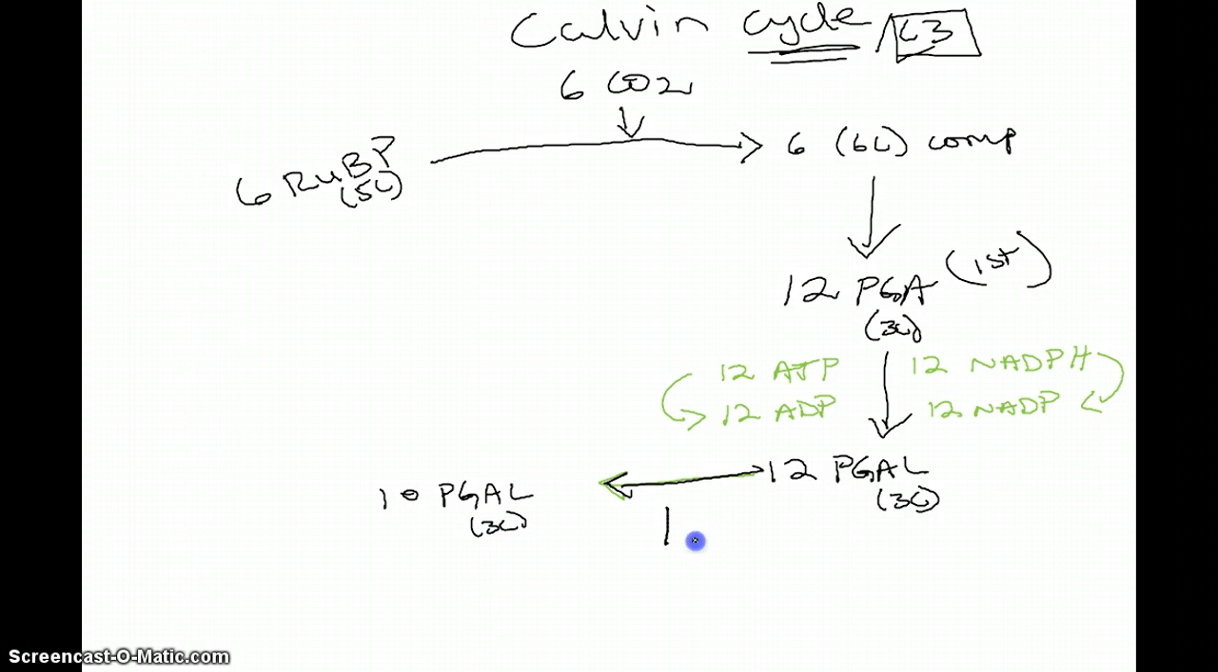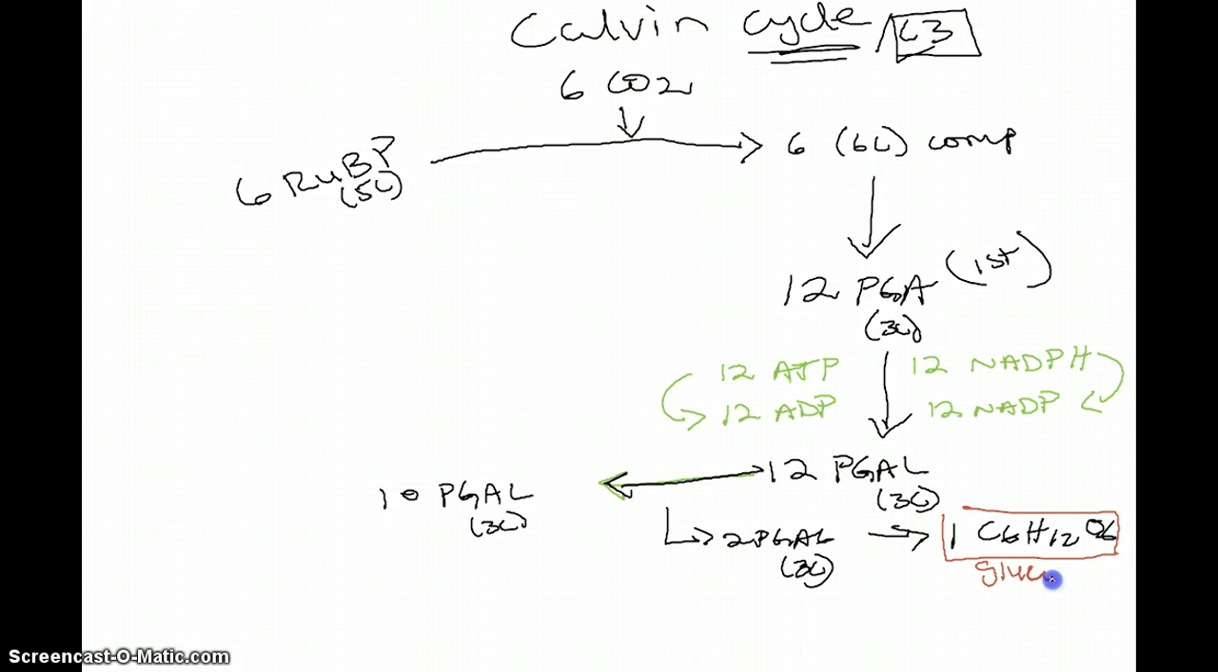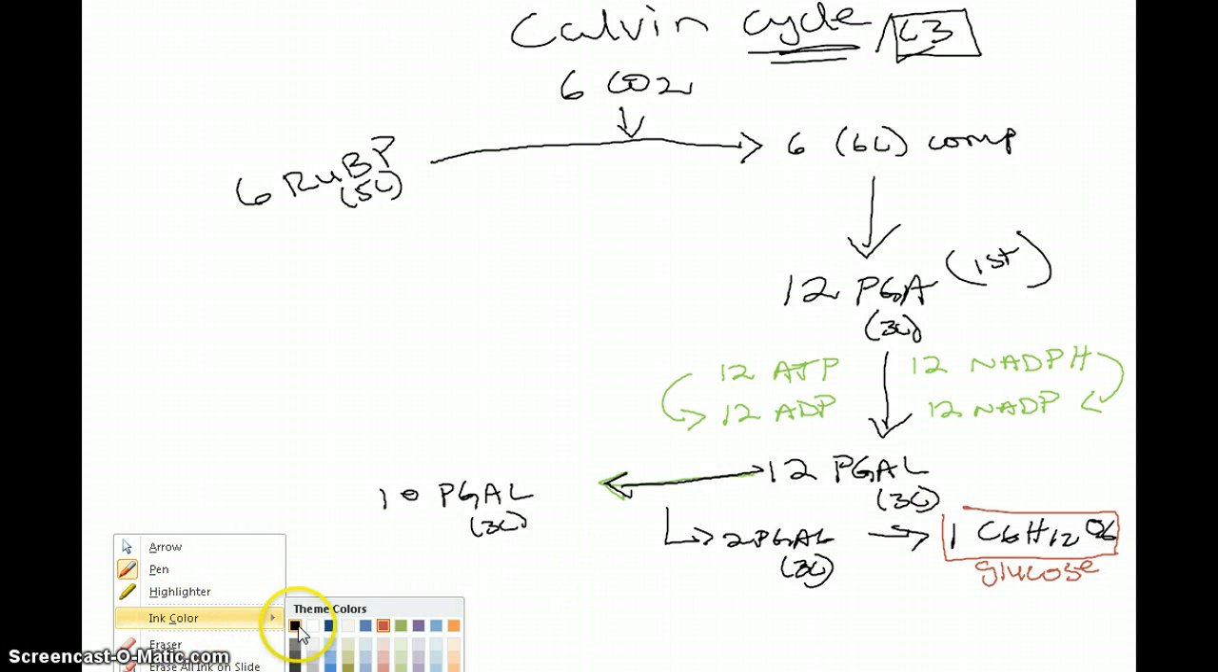2 of them, the 2 PGAL, are then reacted and converted into one glucose molecule. So the one glucose molecule, which is the whole point of photosynthesis, glucose. However, the reaction has to continue because it is a cycle.